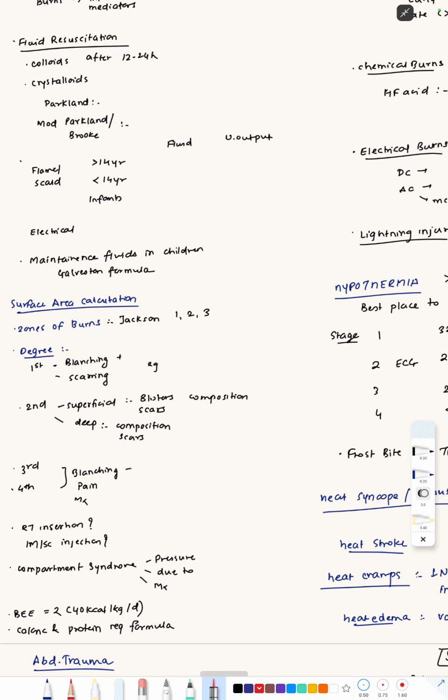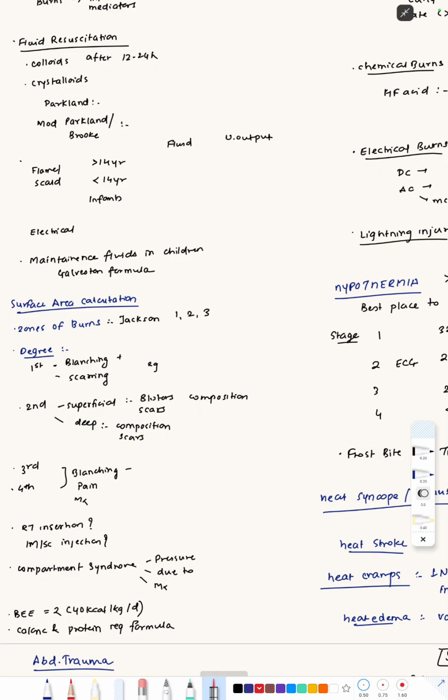And in the third degree burns, it involves the subcutaneous tissue, and fourth degree burns, it involves the muscles. There is a blackening, complete eschar, blanching is absent, then pain is also absent. So pain is relatively less in second degree deep burns, but it is completely absent in third degree and fourth degree burns because the nerve endings are damaged.